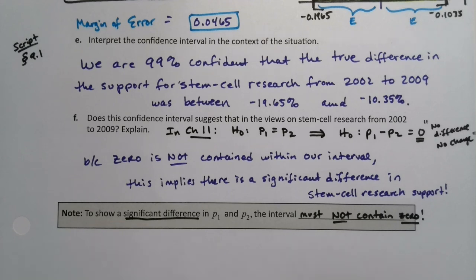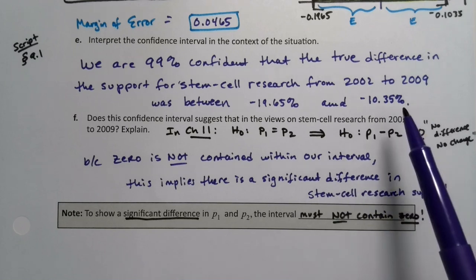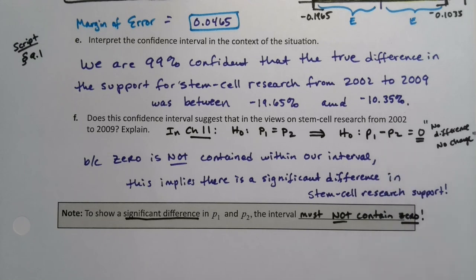But of course, that has changed over time because there are new methods of getting stem cells, and because stem cell research and stem cell therapy is so promising. So maybe we'll be able to get a lot of great cures out of it. And so the support for it has grown. It is not nearly as controversial now as it once was. And that's what this is showing. From 2002 to 2009, even that 7-year difference was showing a significant difference in stem cell research support because 0 is not contained between those two numbers. And that's how we show there's a significant difference.